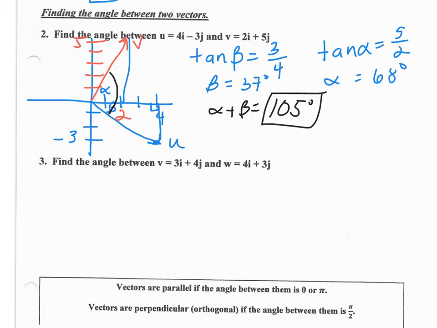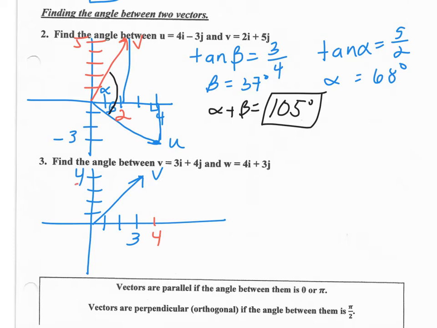Now, I want to do the second example as well because it's a little bit different. If I build the same thing, these are going to overlap a little bit. I'm going to try to be nice and neat. I'm going to go 1, 2, 3 on the i's, 1, 2, 3, 4 on the j's. So here's v. If I do the same thing with w, it goes over 1 and up 3, so it's like this, just barely out there. Now when I build my triangle, take a look at what happens. There's my w, here's my v, and the angle between them is a little sliver in here.